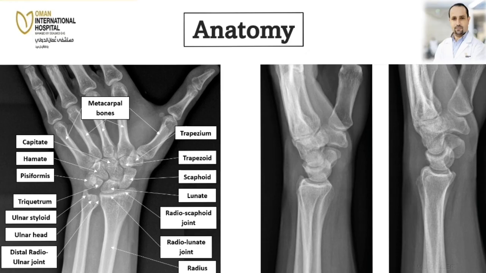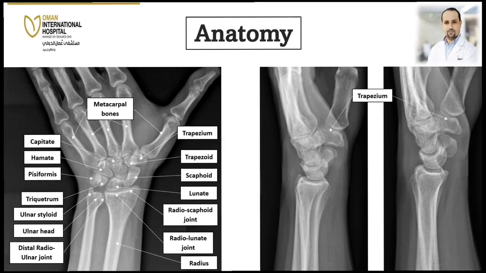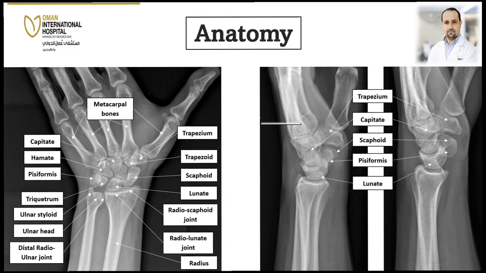In the lateral view, it's very important to distinguish some shapes at the distal forearm and the wrist. The trapezium, the capitate, the scaphoid, the pisiform, the lunate, and the ulnar head.